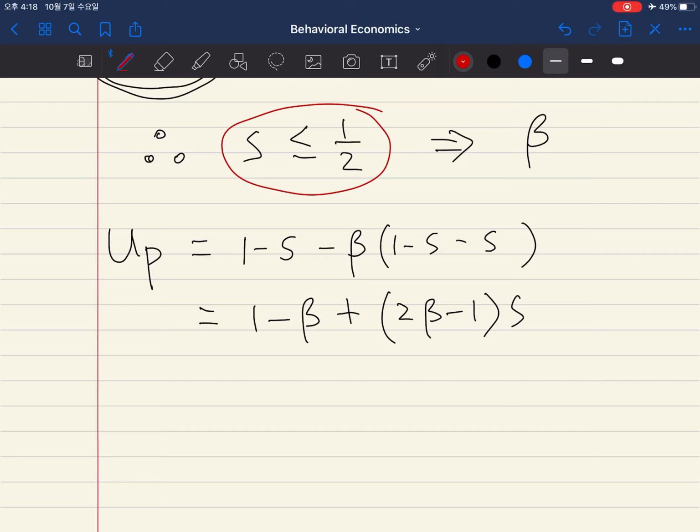So proposer is gonna choose S to maximize his utility. So what is the best choice for proposer? Now this coefficient matters because, suppose beta is bigger than half. So if beta is bigger than half, then this coefficient here is a positive number.